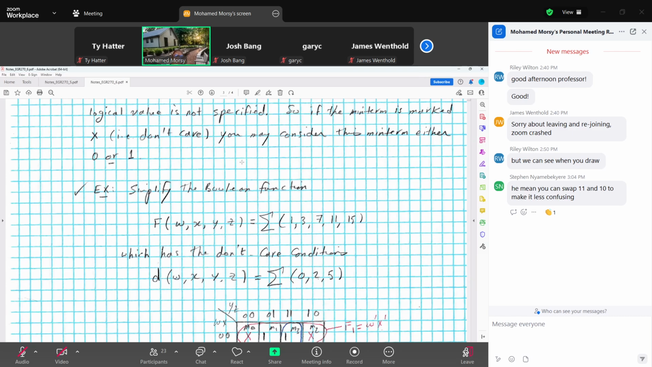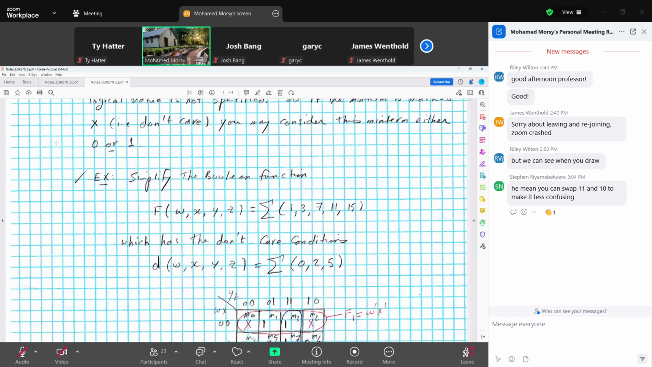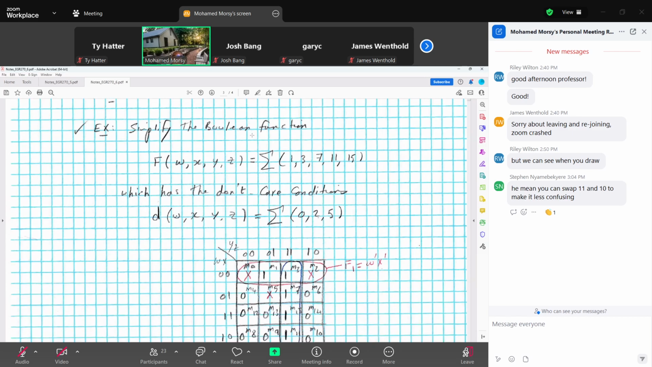Is this important for simplification? Of course, very important. How? Let us look at this example here. Simplify the Boolean function f equal to this in terms of the minterms.